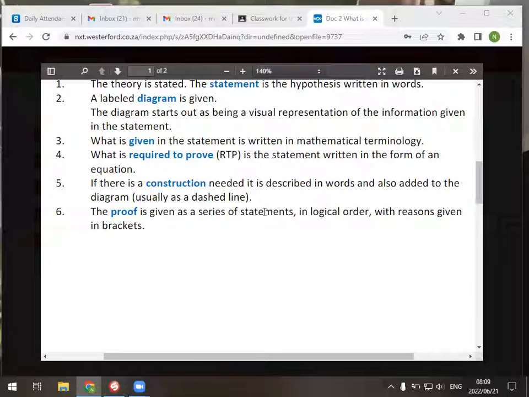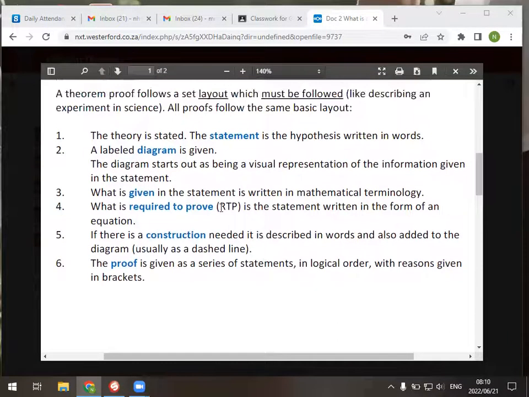And then the last thing, the most important thing, is the actual proof written down in a series of statements, as they're saying here, in logical order with reasons given in brackets. Okay, so this is more theoretical than what we've been doing. When you are proving a theorem, you're not actually calculating something. You're not finding the length of a side or finding the size of an angle. You're proving that a theorem is true.